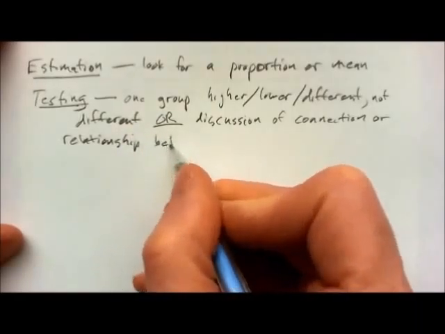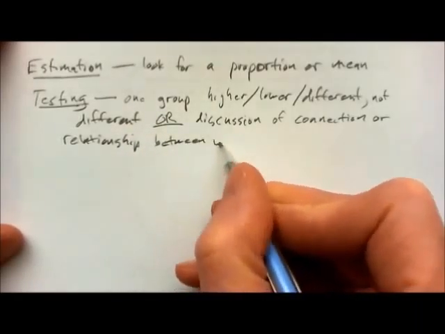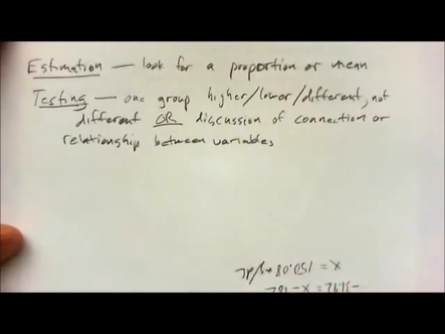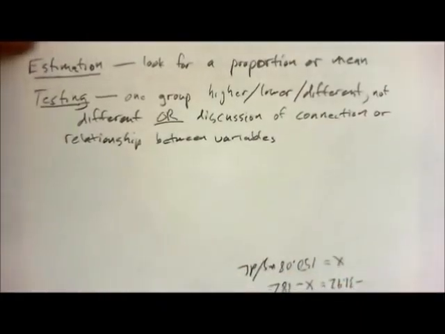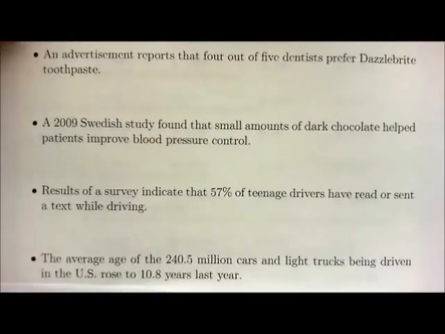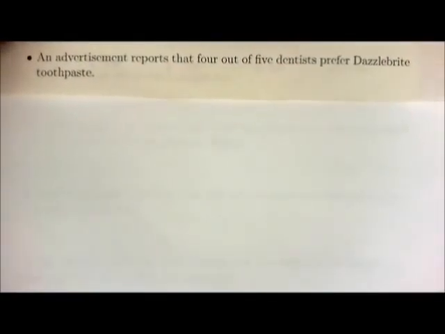Between variables. So let's look at some specific examples. Here are some that I've come up with. Some are a little silly and some are more realistic. Some of these I made up, and others I found in books or on the internet.